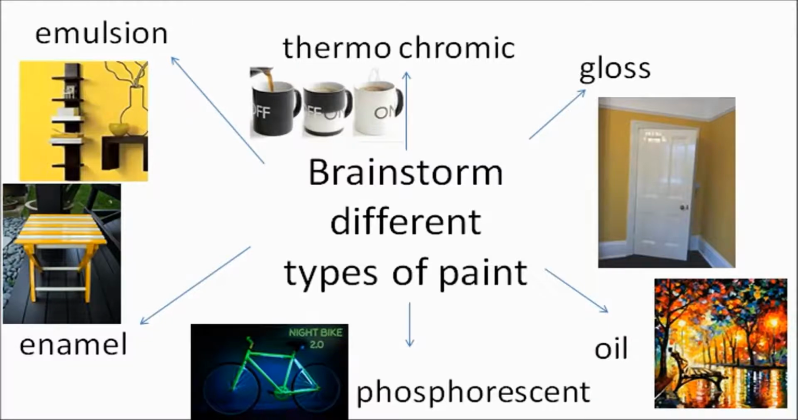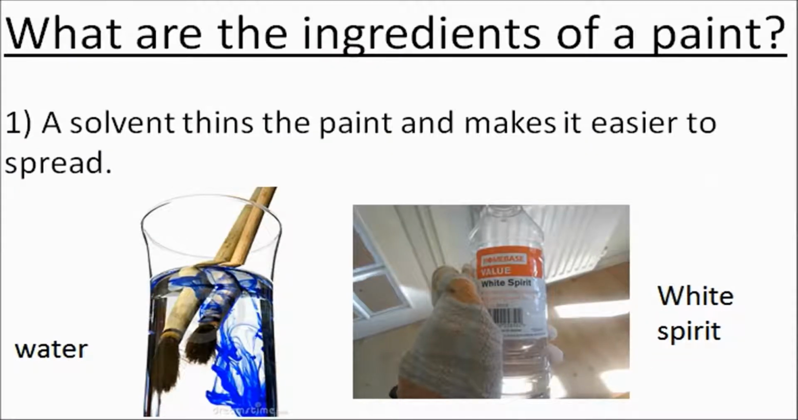So, what are the ingredients of a paint? Well, firstly, there's a solvent. Now, solvents dissolve stuff, but you have to have the right one for the right job. So, for example, water will dissolve emulsion paint. But if you want to dissolve something like an oil-based paint, you're going to need white spirit or something a bit stronger. So you have to get the right solvent for the right job. Paint companies add these solvents to thin the paint out and make it easier to spread.